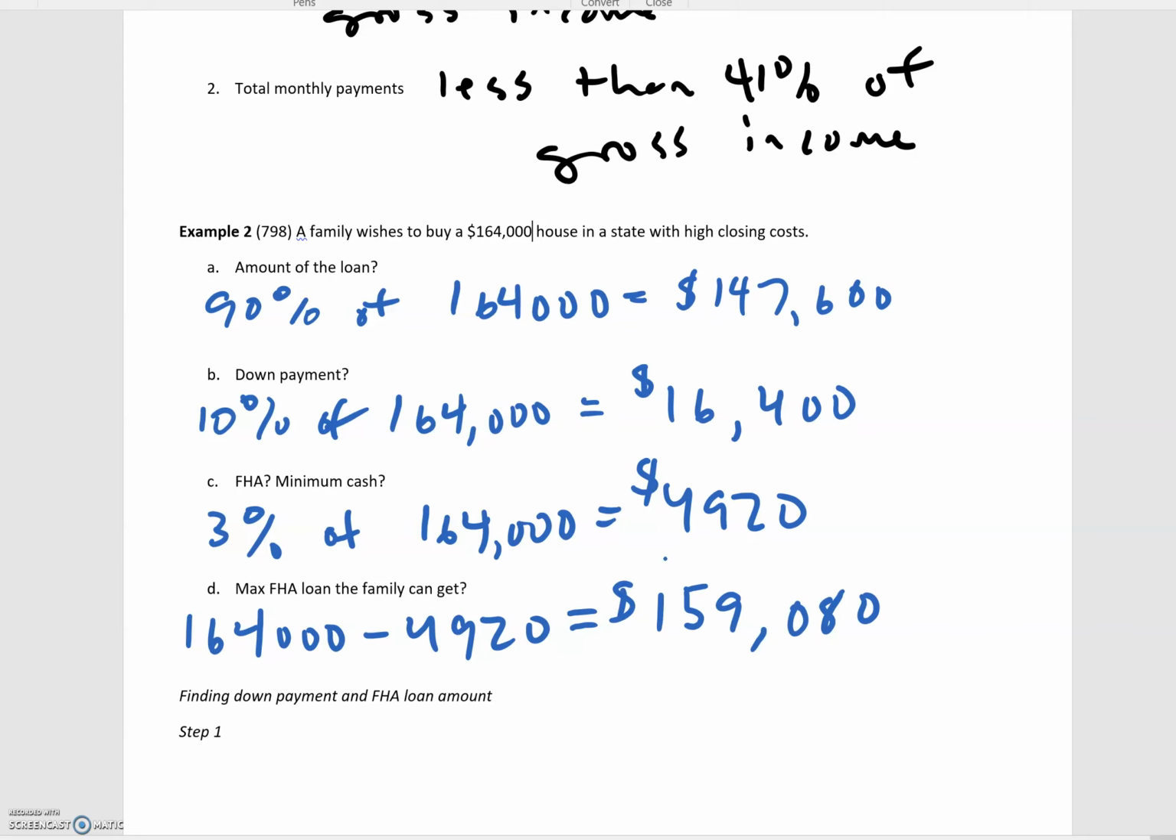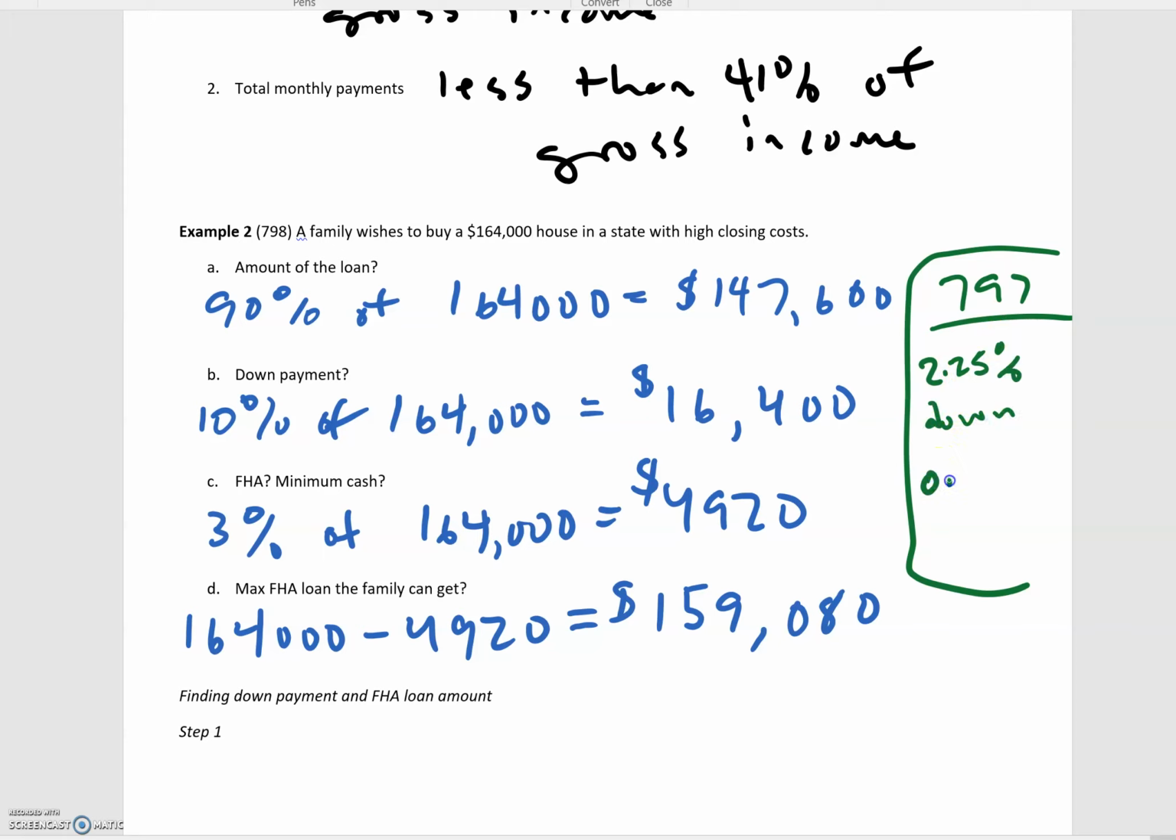So one thing to note is on page 797, for an FHA loan, I'll put this in a sidebar over here, that the 3% can include a 2.25% down payment, as long as the 0.75% is put towards closing costs, right? Homes have closing costs.